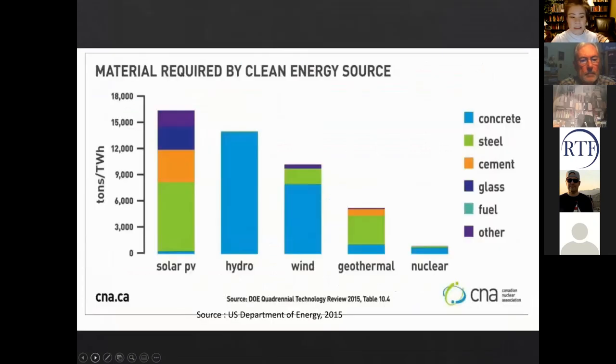So where is this coming from, that nuclear is unsafe? This is also just to give you an idea of the kind of material that is required to build solar panels, wind panels, and nuclear and so forth. And you can see that solar, hydro, and wind actually require a lot more material than nuclear does. And it's argued that solar requires more material than it's worth in producing it for its level of efficiency.